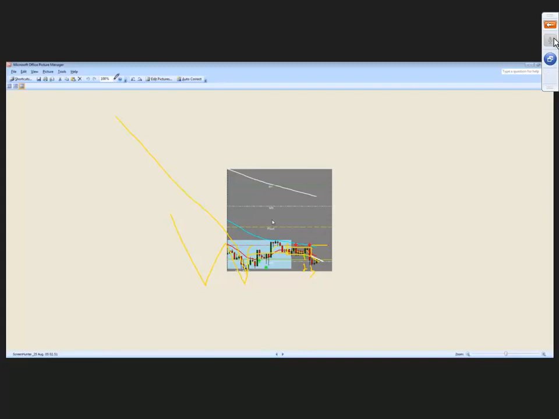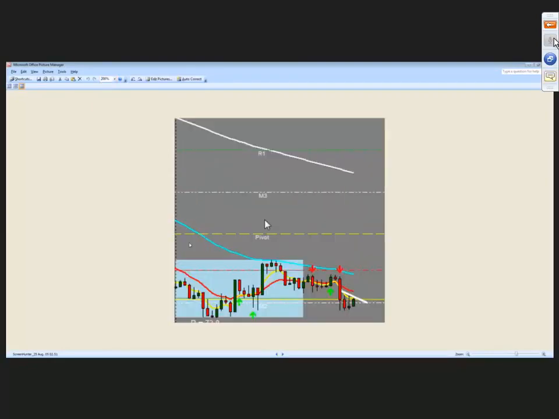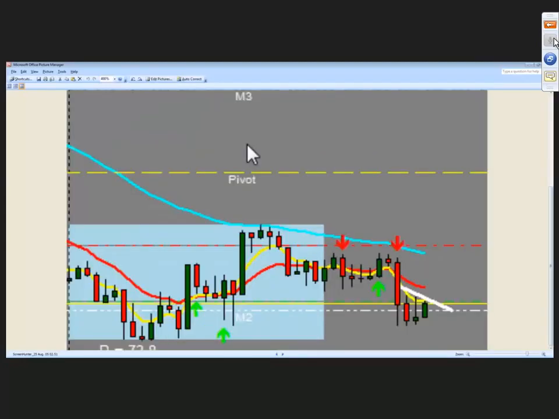Okay, let me zoom this a little bit. You might be having trouble seeing it. I am too. Okay? Hopefully you can see that. I'll go even bigger. How about 400%? Yeah, there you go.